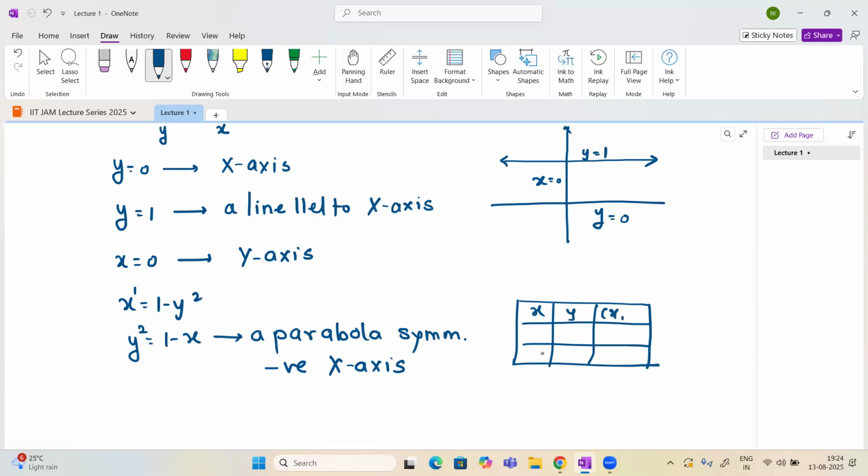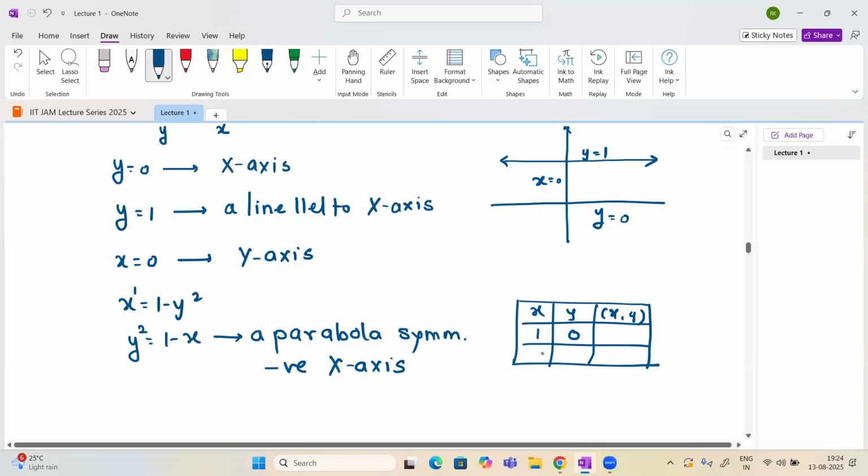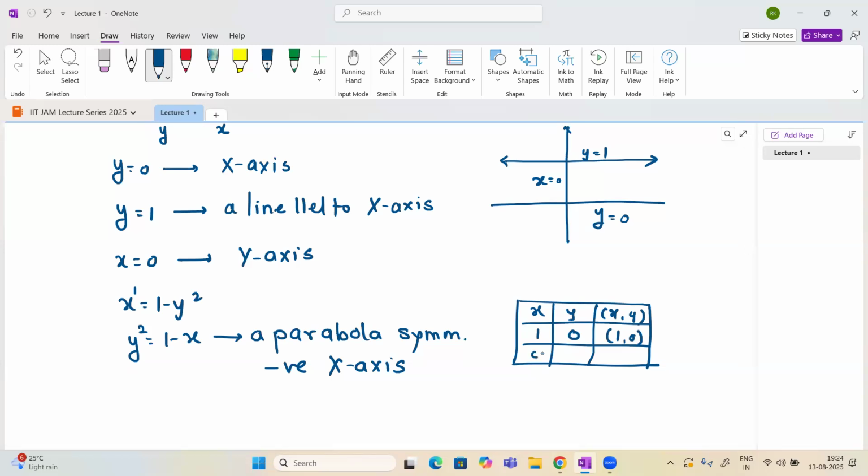X, Y. What will I do? I will put y is equal to 0 in this equation. What will happen? X is equal to 1. Then I will put x is equal to 0 in this equation. What will be the value of y? Plus minus 1. That means 0, comma, plus minus 1. So let us find these points. 1, comma, 0 will be somewhere here. 0, comma, plus 1 will be here, and 0, comma, minus 1 will be on this side, right? That means we'll get this kind of parabola.